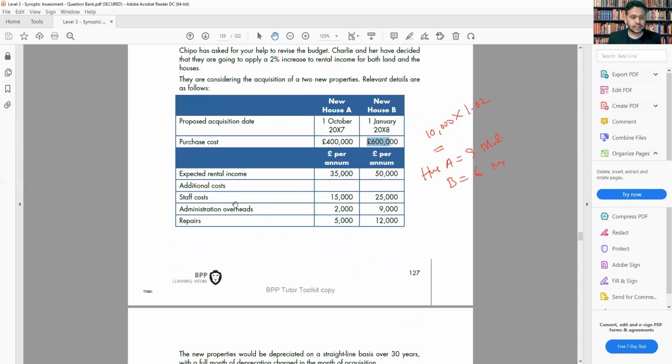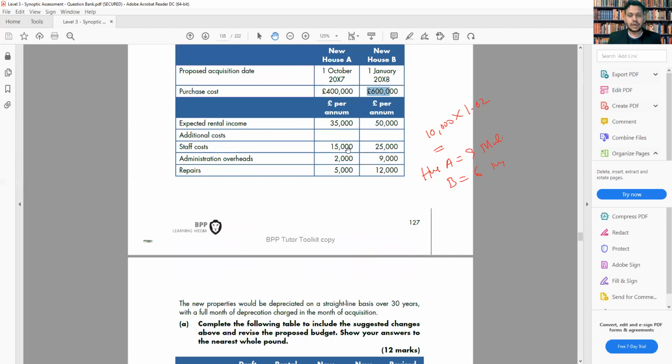Then we have additional costs: staff, admin, and repair. All these costs will be a portion, depending on how many months we have used it. So for example, the staff cost is 15,000 per annum. We cannot take the whole year because we buy this asset on 1st of October. So October to June is 9 months. So we can take 9 months from this 15,000 and 6 months from this 25,000, then 9 months from 2,000, 6 months from 9,000. So remember that.